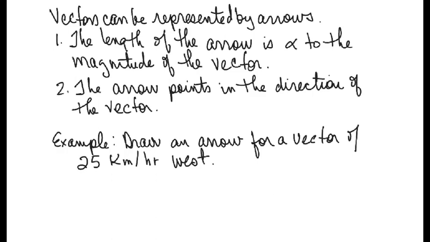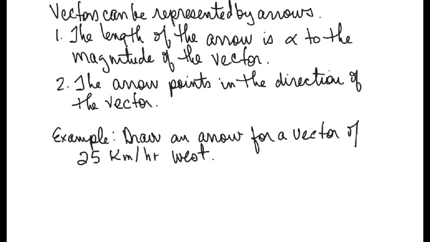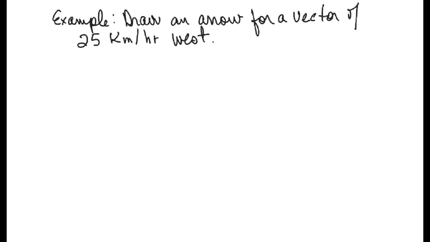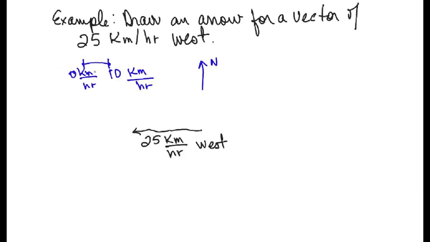Example, draw an arrow for a vector of 25 kilometers per hour headed west. We start by drawing a scale. And I tell you that this distance represents 10 kilometers and this way is north. So west is in this direction where our arrow points. And if you measure this arrow versus this line, you'll see it's 2.5 times as long, indicating that it's 25 kilometers per hour. By the way, this is the head of the arrow, this is the tail of the arrow, or the vector.